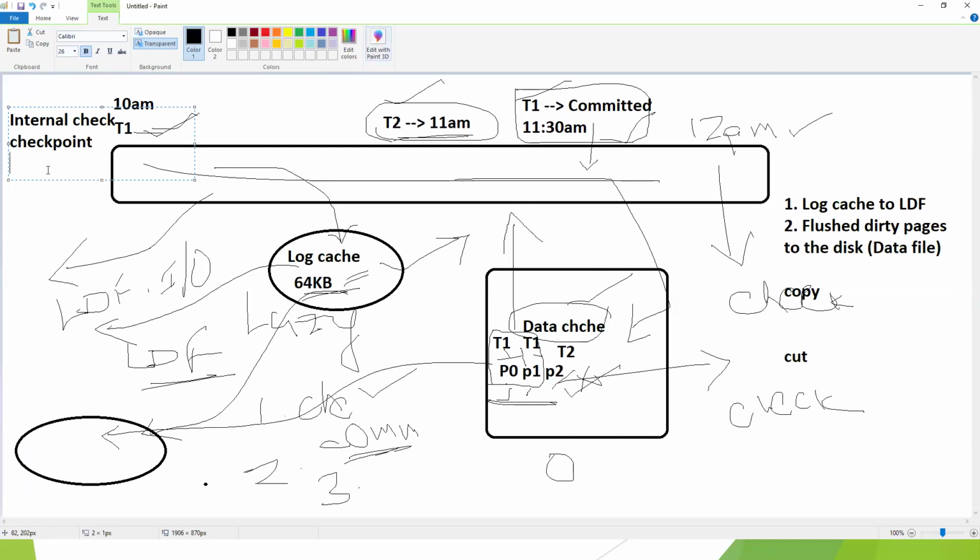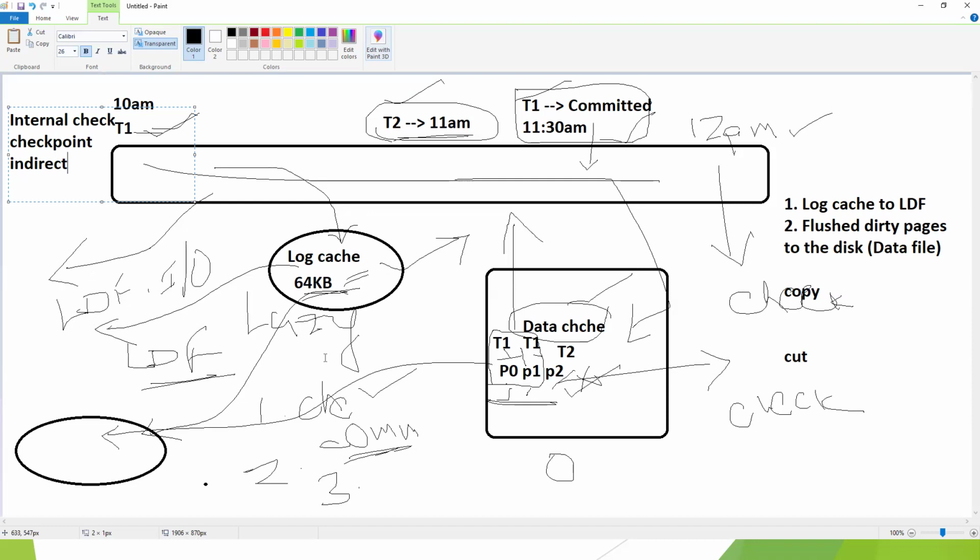Or there is something called indirect checkpoint, starting from 2012: recovery interval, target recovery time. You have some configuration in sp_configure, and if you set that recovery interval, it will make sure the database is recovered in whatever time we defined. For example, by default it is 60 seconds, and the SQL engine will make sure the database is recovered in 60 seconds. How soon the database is recovered depends on how frequently we execute checkpoint.